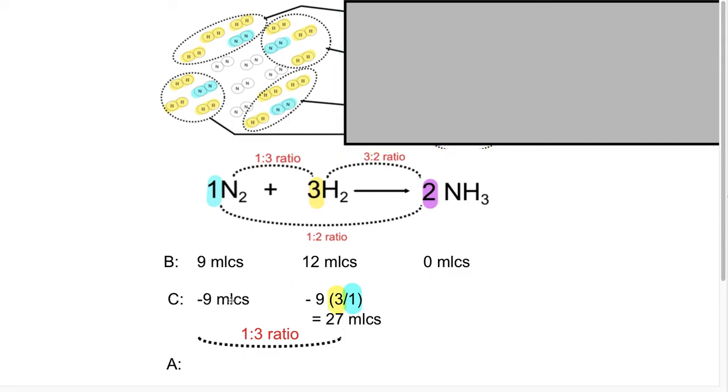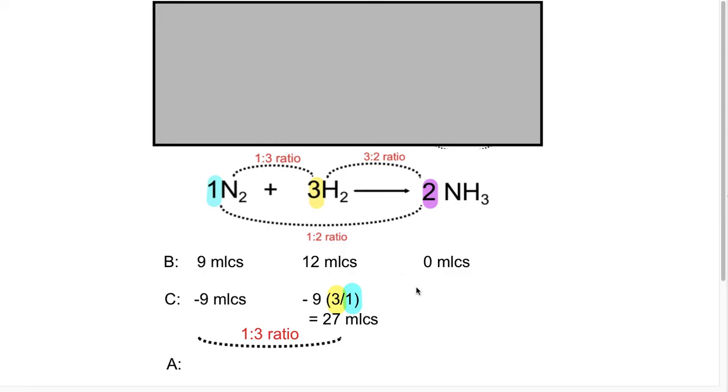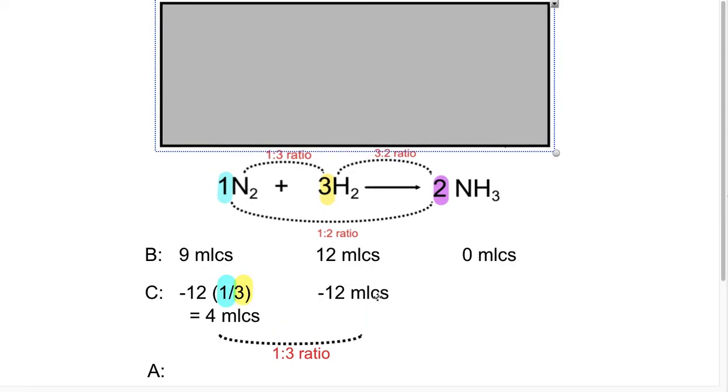So we must not be able to completely use up all 9 molecules of N2, and we saw that in our initial picture. So we must actually have used up all our hydrogen. So in this case, we're going to actually flip it. Now we're going to completely use up the 12 molecules of H2, but then we have to work backwards. How many molecules of N2 would need to react to completely use up the 12 molecules of H2?